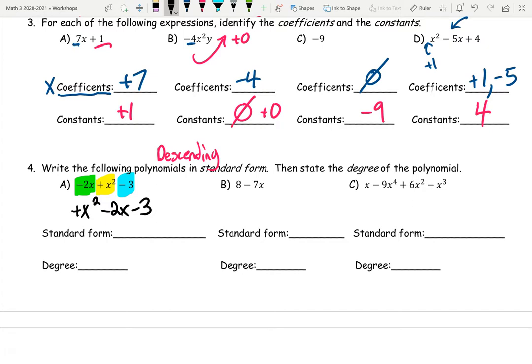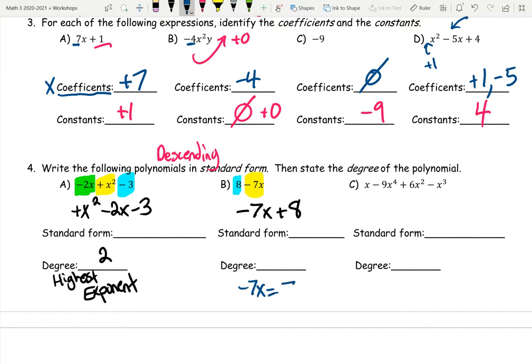Voila. What is the degree? It wants to know the highest exponent. So, what is the highest exponent? 2. Now here for this next one, it's not in standard form. Well, I'm going to go ahead and reorganize it. I see this 8. I'm going to go ahead and identify this term, negative 7x. And just like them being words, I'm going to switch the order. What is the highest degree? Technically, negative 7x is the same as negative 7x to the first. So I know that it's to the first degree.